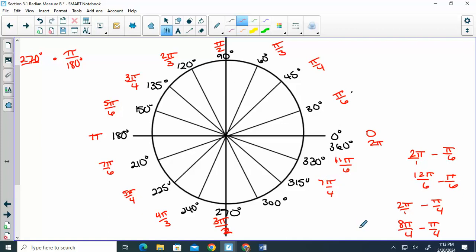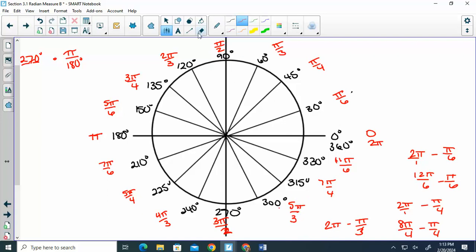That's not the same pattern as before. I don't like that. How much you wanna bet the next one is over 3? So 300. So if I did 2 pi minus pi over 3, it's like 6 pi over 3 minus 1 pi over 3. So 5 pi over 3.